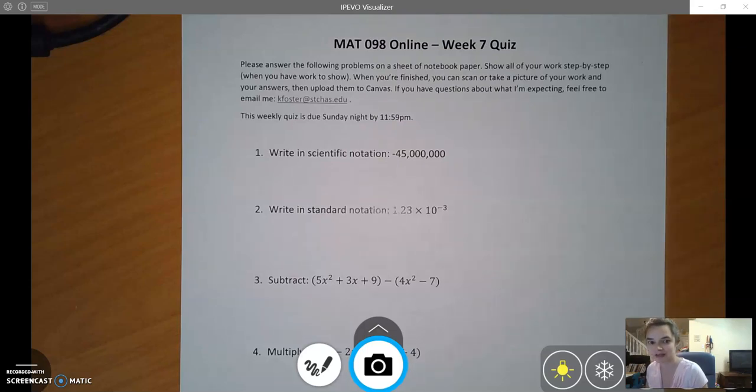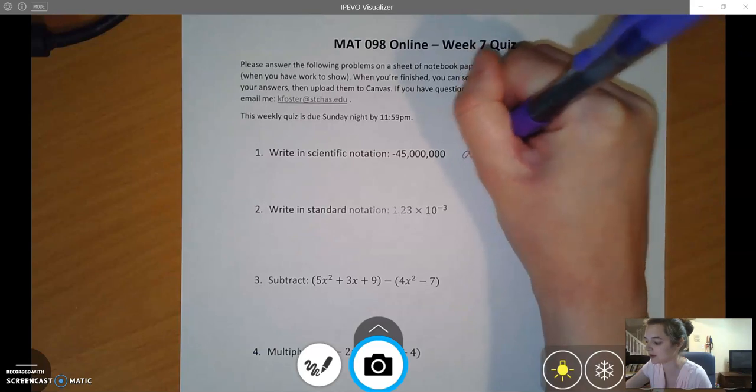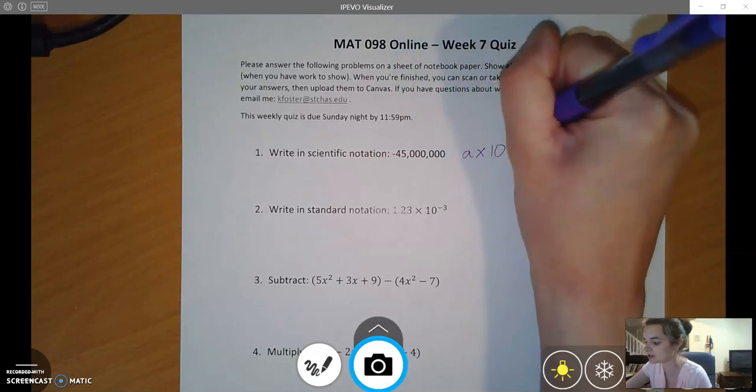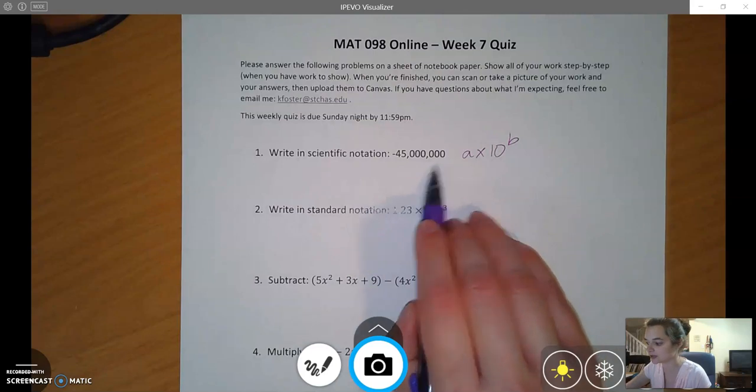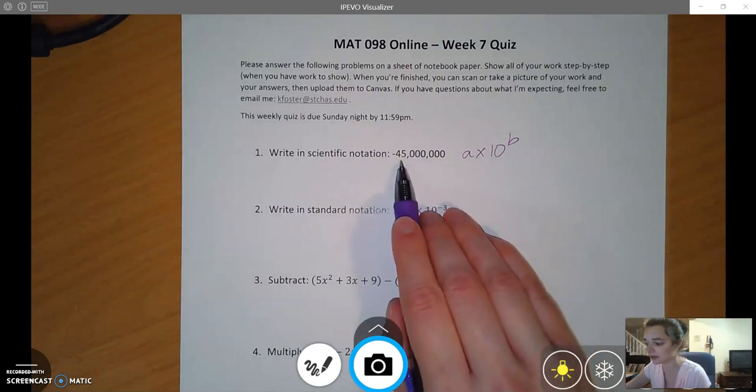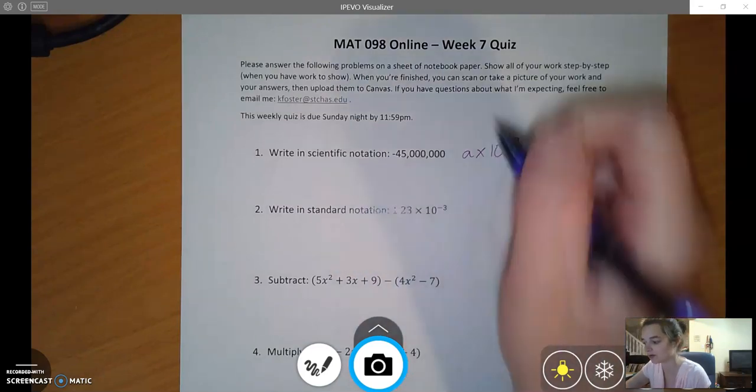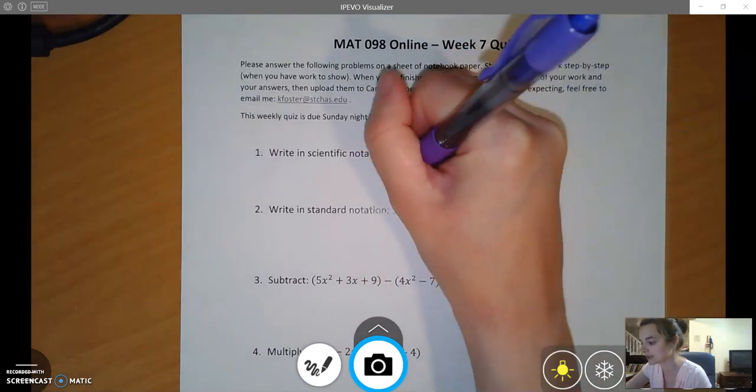For our quiz this past week, the first thing I asked you to do is to write in scientific notation negative 45 million. Just a refresher, scientific notation should be in the format of A times 10 to the B. So A should be some number whose magnitude is between 1 and 10. So for us, we want to move that decimal place all the way over here so that it's 4.5. It will be negative since our number is negative.